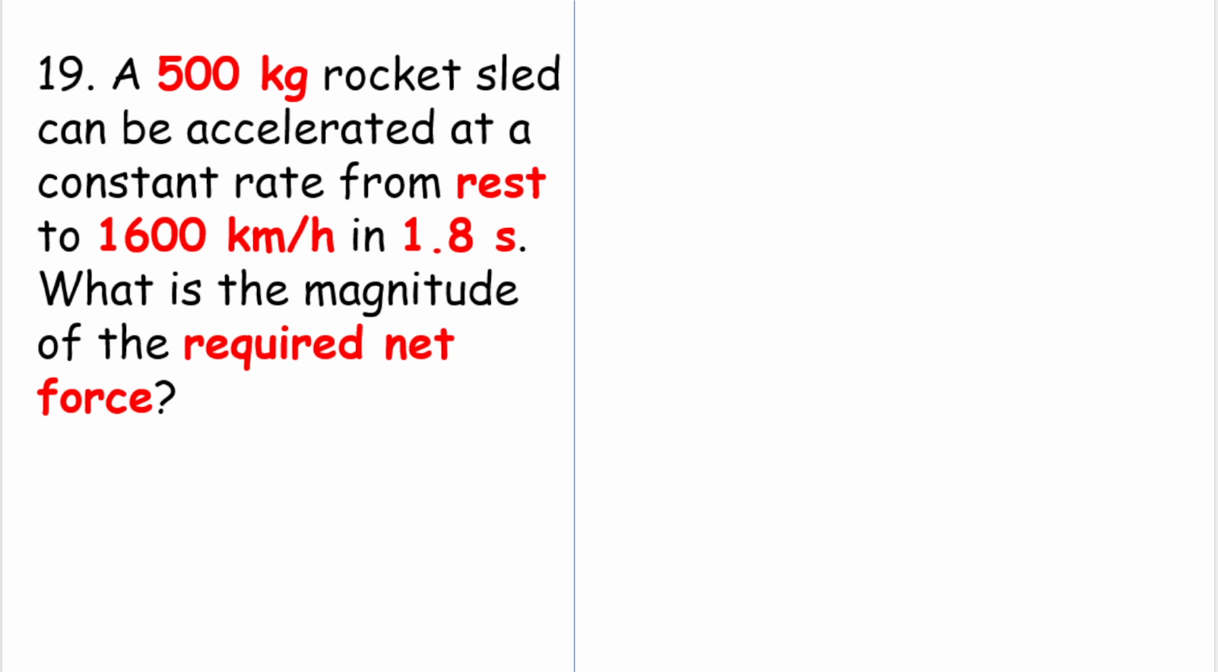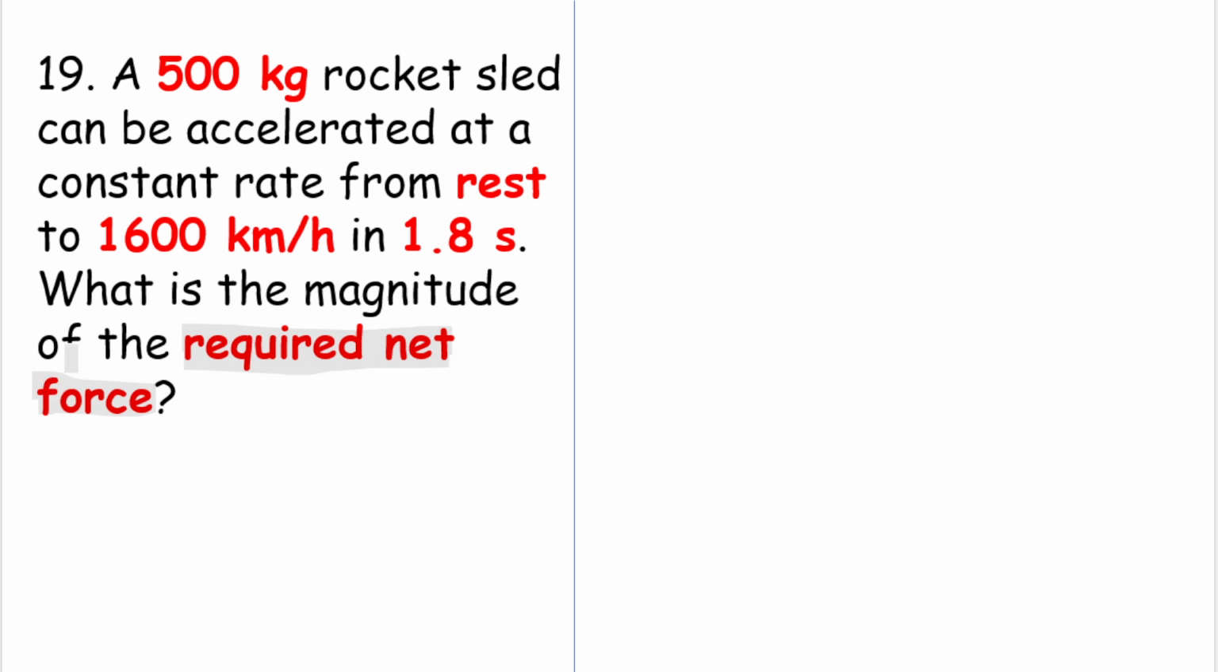Number 19, a 500 kilogram rocket sled can be accelerated at a constant rate from rest to 1600 km per hour in 1.8 seconds. What is the magnitude of the required net force? Okay, what is the required net force? It is the sigma F in Newton's law, right?